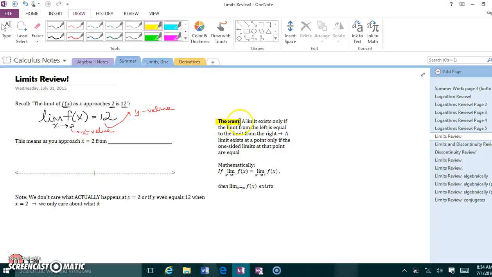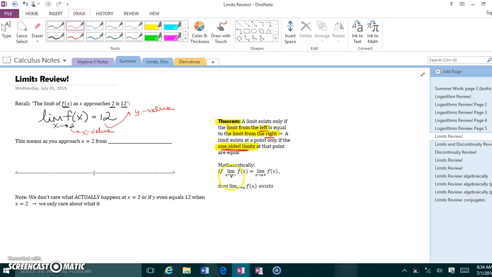The theorem here that you're going to need to know very, very well is that a limit is only going to exist if the limit from the left is equal to the limit from the right. So a limit only exists if the one-sided limits are the same, because the limit from the left and the limit from the right are one-sided limits, because you're only coming from one of the sides, the left or the right.